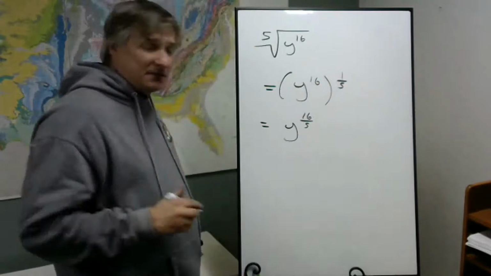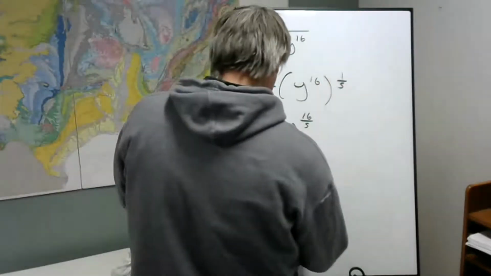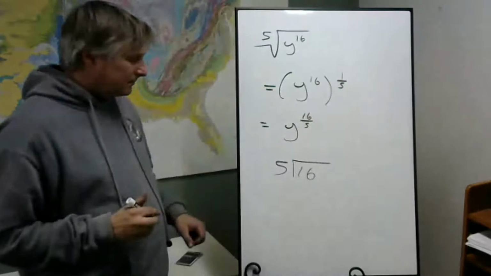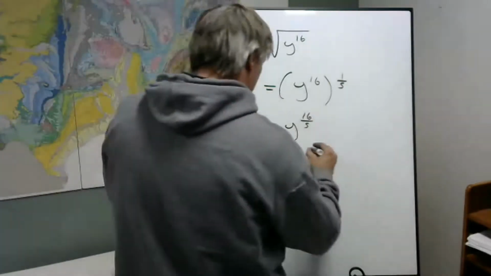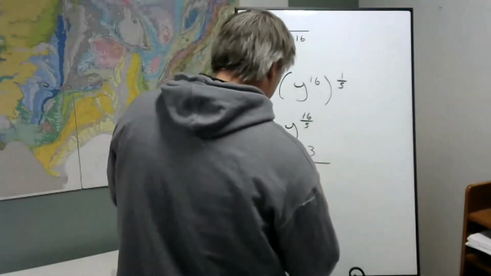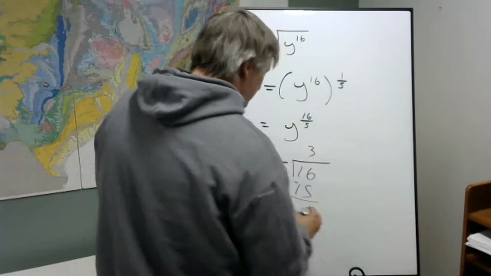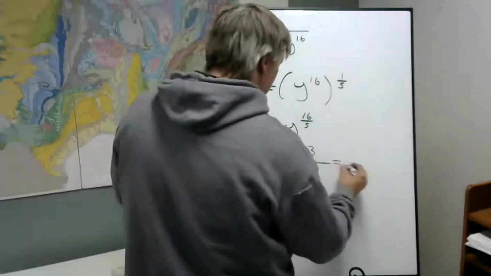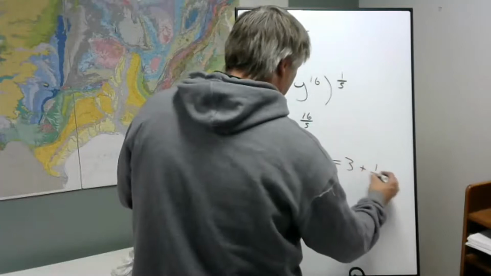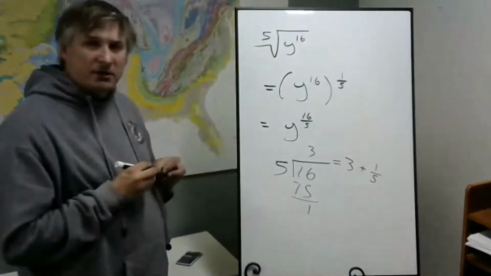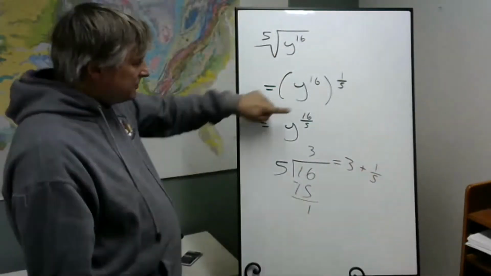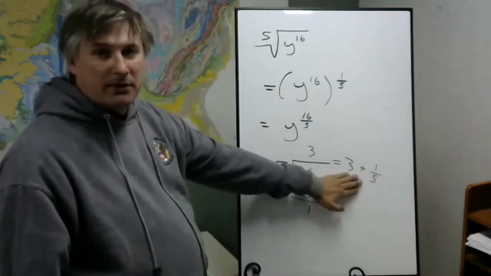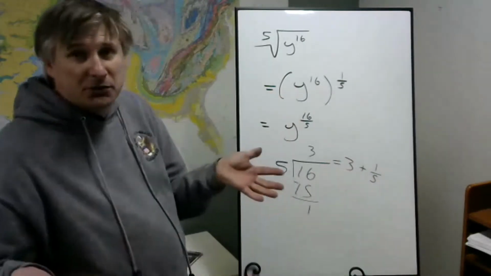Let's divide 5 into 16, because this is division. Well, it goes in at most 3 times. 3 times 5 is 15. Subtract, you get a remaining 1. So that means the answer is 3 plus 1 over 5. So 16 over 5 is equal to that, if you do the long division.